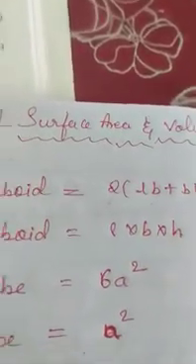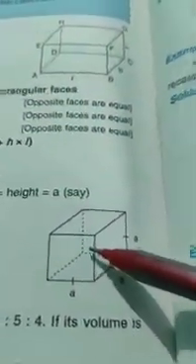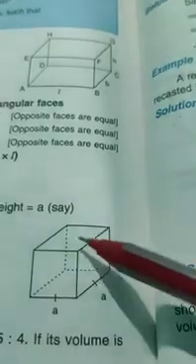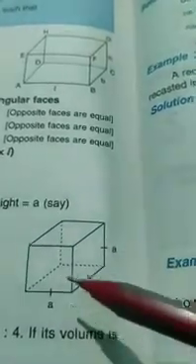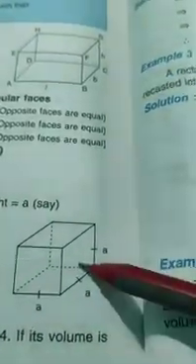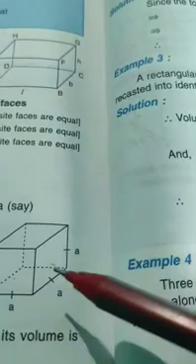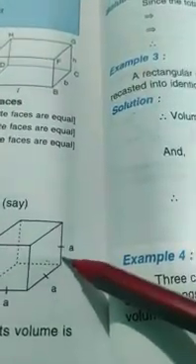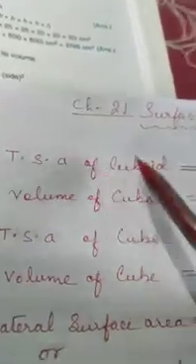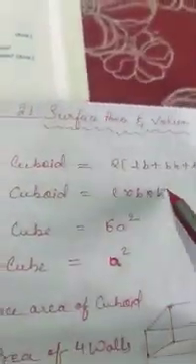Like that, in cube also, we all know cube is based on square and all sides are equal. If it is A, then length also A, breadth also A, and height also A. Okay. So volume of cube is A into A into A, that is A cube. Clear? We have taught the total surface area and volume of cuboid.